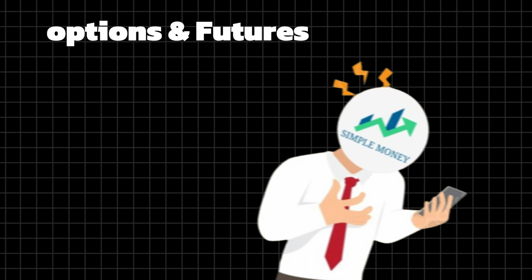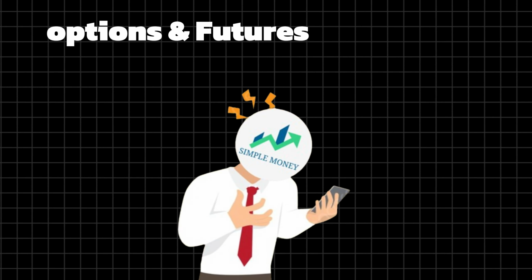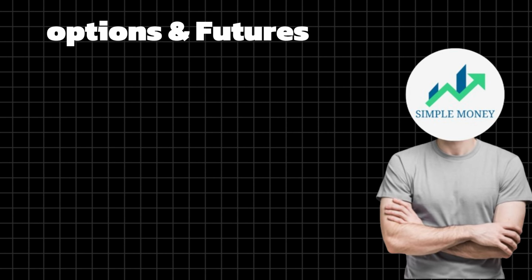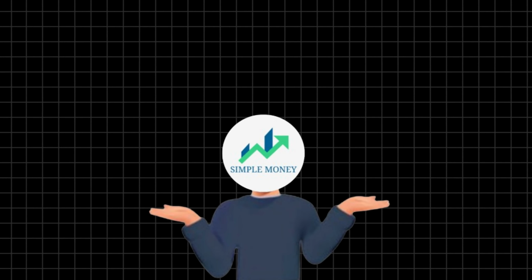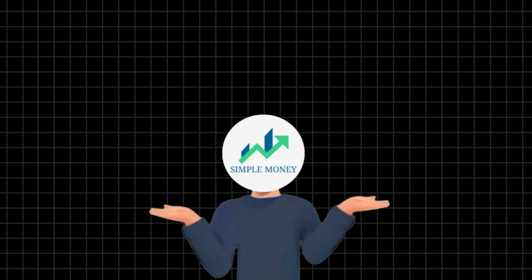Options and futures can be a bit complicated, but let's give it a shot. For now, think of them as similar. Options are financial contracts giving the buyer the right, but not the obligation, to buy or sell an underlying asset at a predetermined price by a specified expiration date. It might sound complex, but let's simplify it with an example.